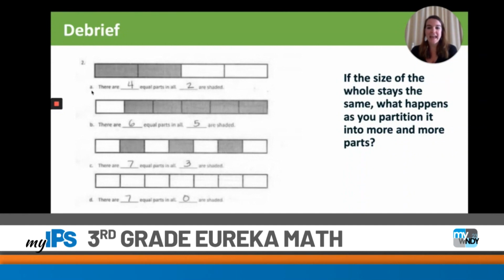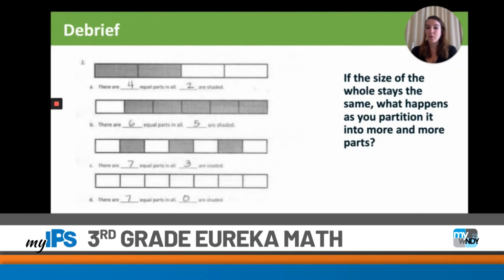So let's look at A. In problem 2A, there are 4 equal parts. Look at the size of those 4 equal parts. Then take a look at 2B. Look at the 6 equal parts. We have more parts, and as we have more parts, they're smaller in size. Look at C and D, which have 7 equal parts, and they're just a little bit smaller than the 6 equal parts above.